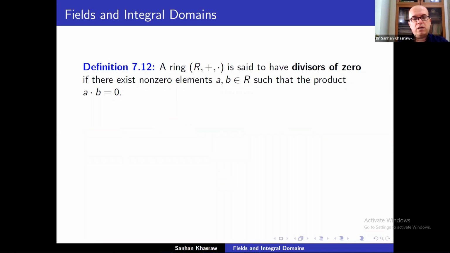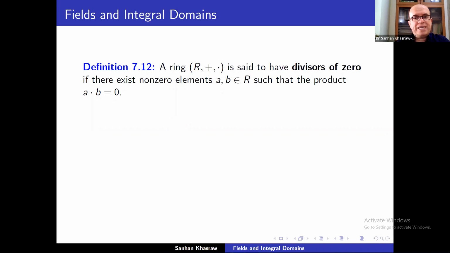Then I move to another definition. So let me talk about the zero divisors. This definition helps us to find the second notion of the title, which is integral domain. So a ring R is said to have divisors of 0 if we can find two non-zero elements in R with their product equal to 0.